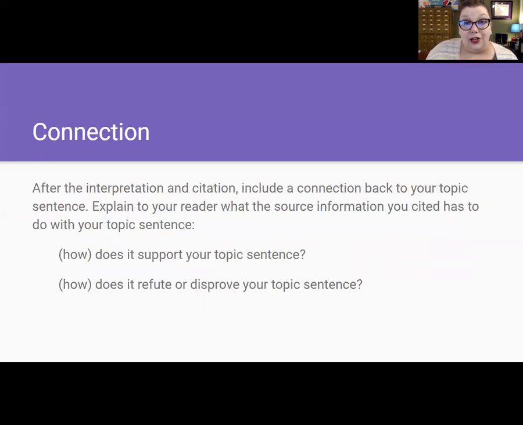And then after you've done your topic sentence and your interpretation, you're going to do a connection to the topic sentence again. So you're going to explain to your reader what the source information you cited has to do with your topic sentence. So you will explain how it supports your topic sentence, or perhaps how it refutes or disproves your topic sentence. It could go either way, but you're going to have to explain pretty clearly what those two things have to do with one another.